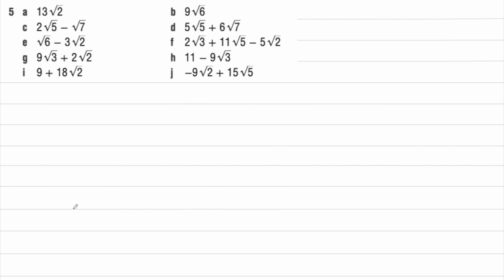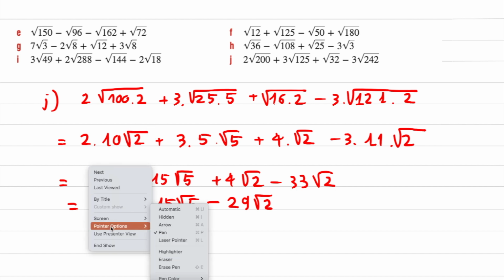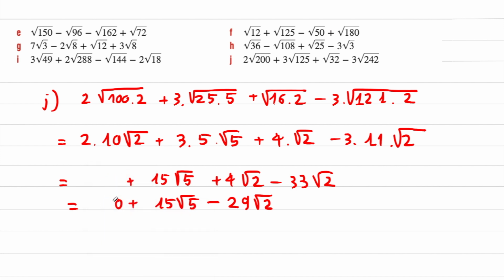Question J, we finished. Oh, sorry, this is not 2. This is square root 2 for this position, and this one is not 40. This is 20 square root 2, and now you got 24 minus 33 equals minus 9. Minus 9 square root 2. Yeah, we have this answer.